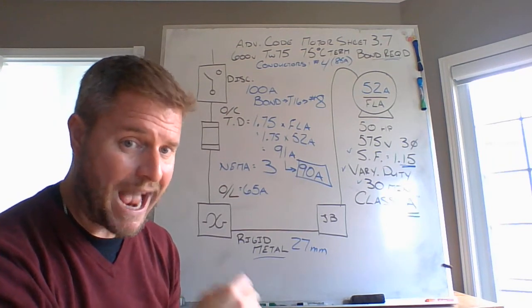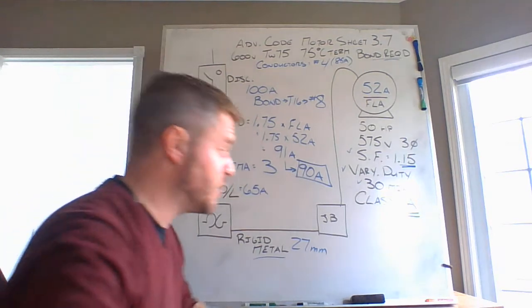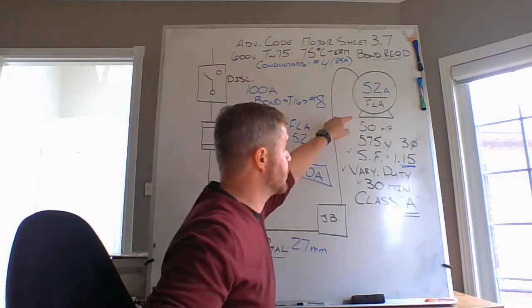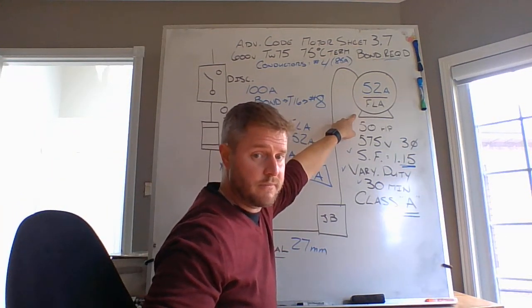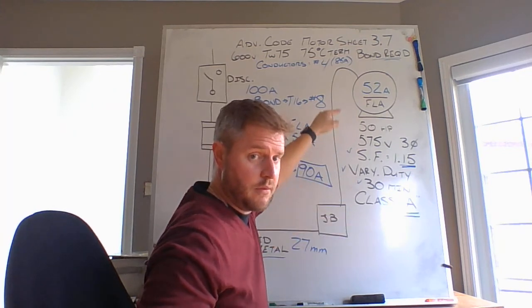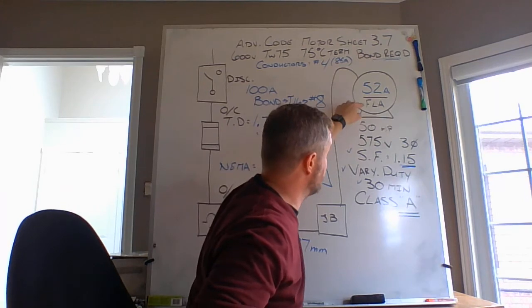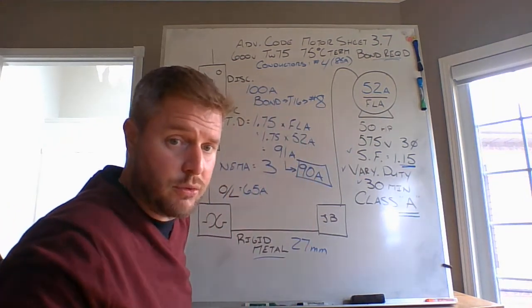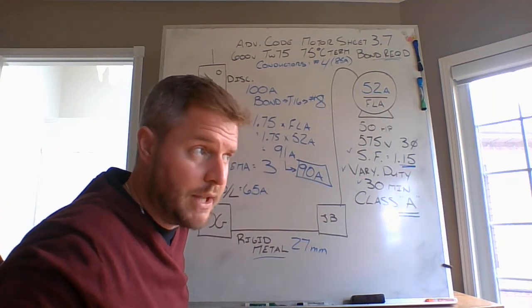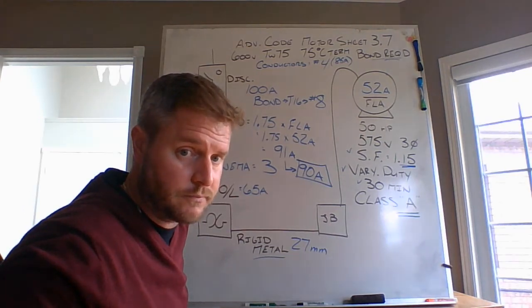Those conductors have to be 1.2 meters long, but this junction box can't be any closer than 600 millimeters. That physical distance, not the length of the wire, that physical distance between the junction box and your actual connection to the motor can't be less than 600 millimeters.